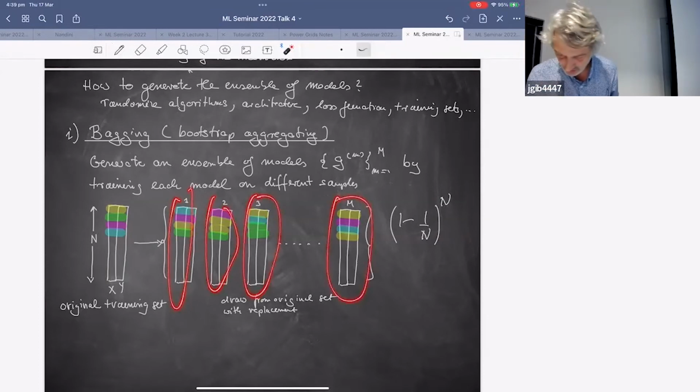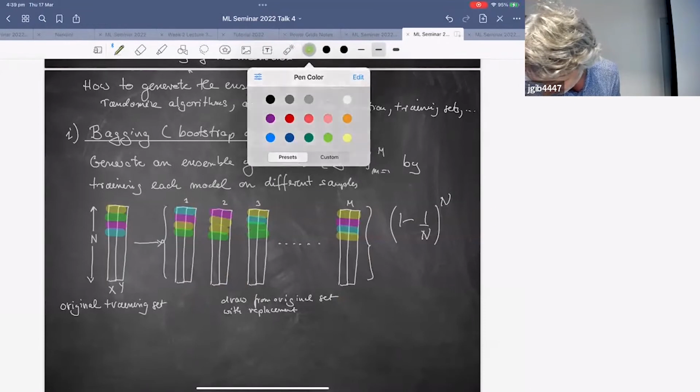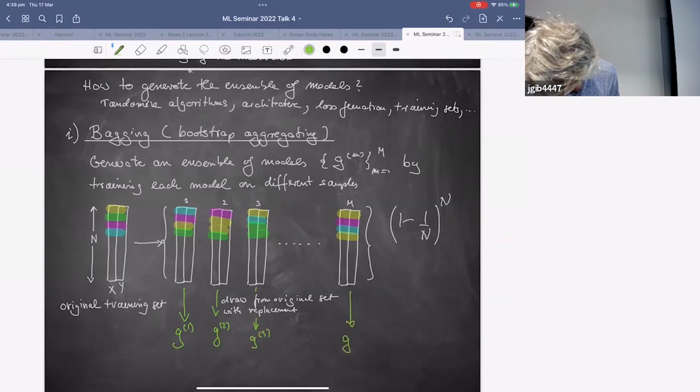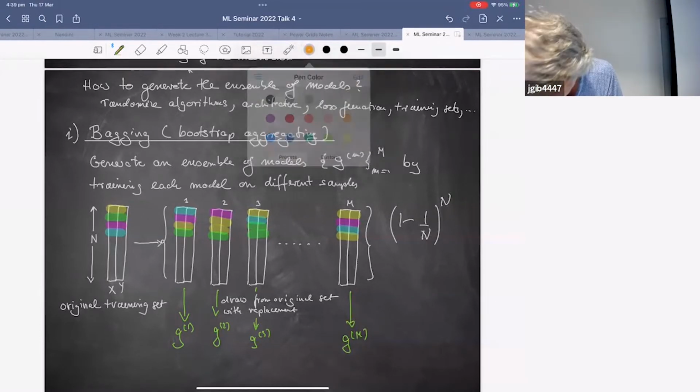And now from each of them you create a model. So this would be model G1. This would be the model G2, let's say. This would be the model G3. And this would be the model GM. Okay, so now you have these independent models. If I now let each of them run on new test data, they would give us different answers.